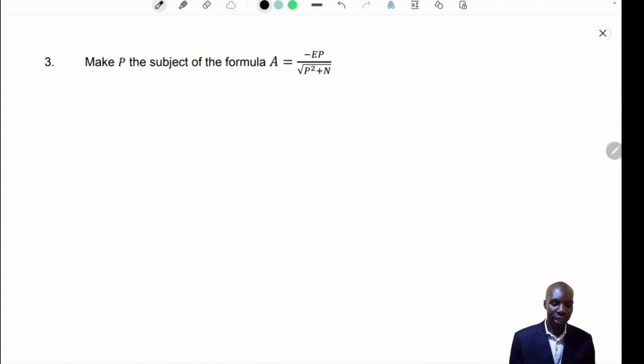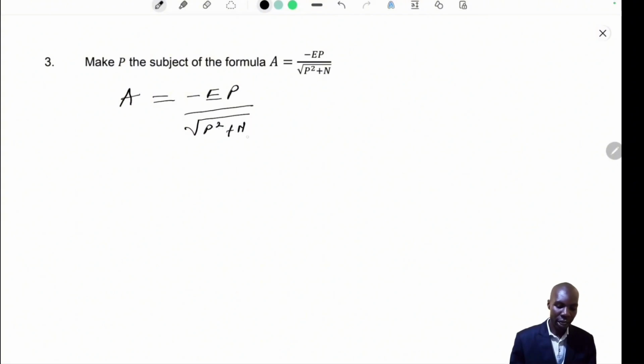Let us look at number 3. We are told make p the subject of the formula. So the formula that we are given is a equals minus e p over the square root of p squared plus n. So this is what we are going to have. We are told, can we make p the subject of the formula?